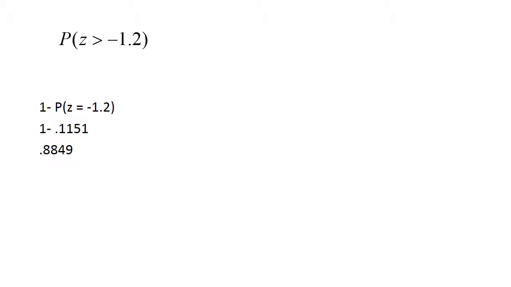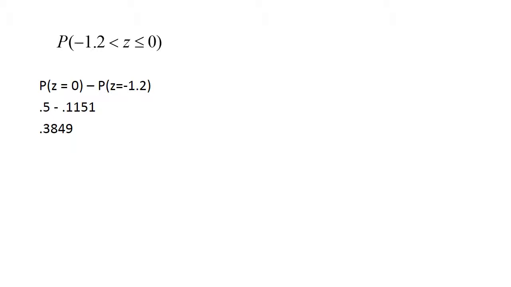Question number 3 is also a greater than problem. It is worked the same way as problem number 2. You look up your z-score that's given, and then you subtract, so you have 1 minus 0.1151. This gives you an answer of 0.8849.